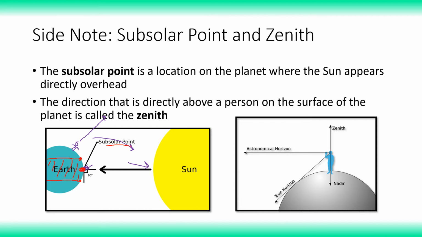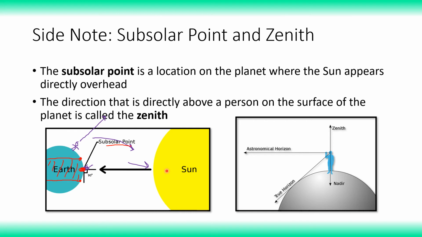Now the other word here is the zenith. So basically that's the direction that's directly above a person on the surface of the planet. So that's what this diagram here is for. If you're standing on the surface of the planet, then the zenith is straight up above you. So for the little purple guy that I drew over here, this purple arrow is the zenith direction for this guy. But for somebody standing right here, the zenith direction is over there.